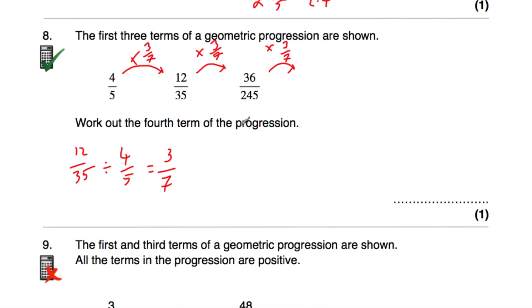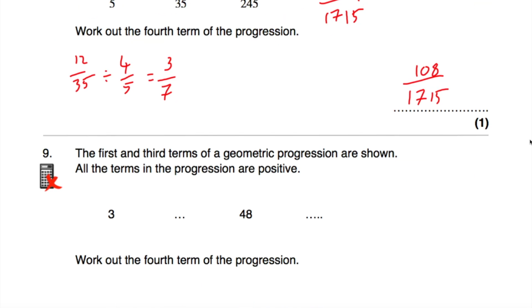And now we're just going to multiply by 3 sevenths again. So on my calculator, I'm going to type 36 over 245 multiplied by 3 sevenths, and that's equal to 108 over 1,715. So the answer, the fourth term of the progression, would be 108 over 1,715. And that's it. Okay, let's look at our next question, question number 9.